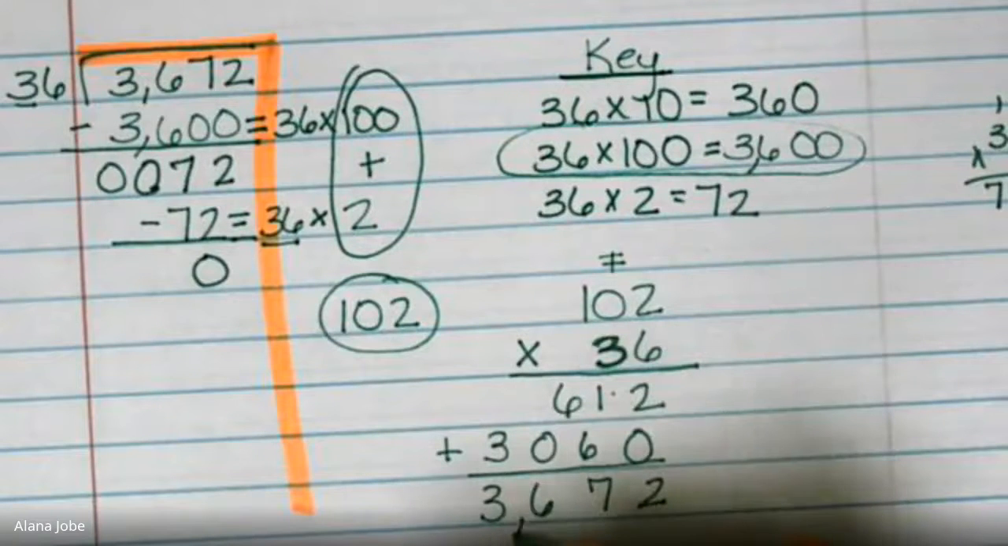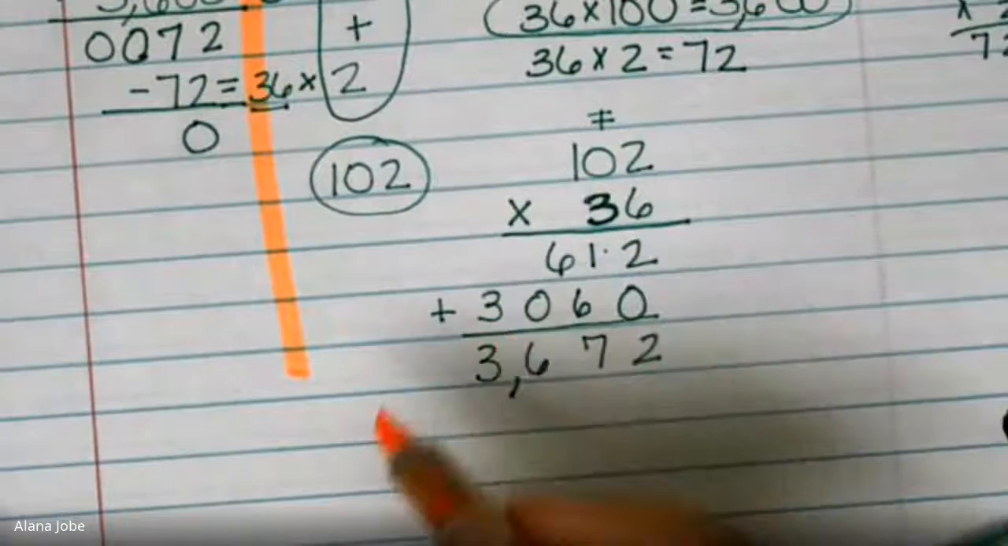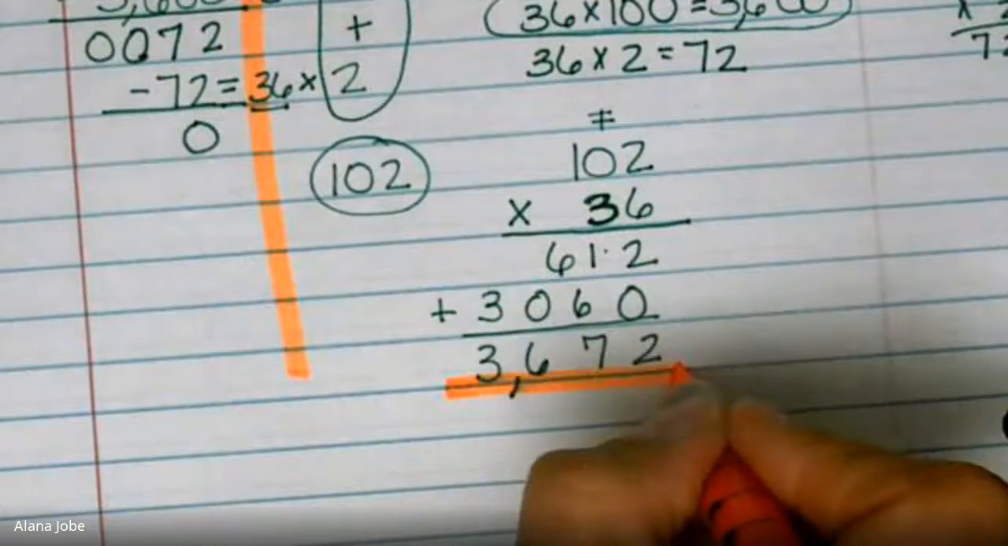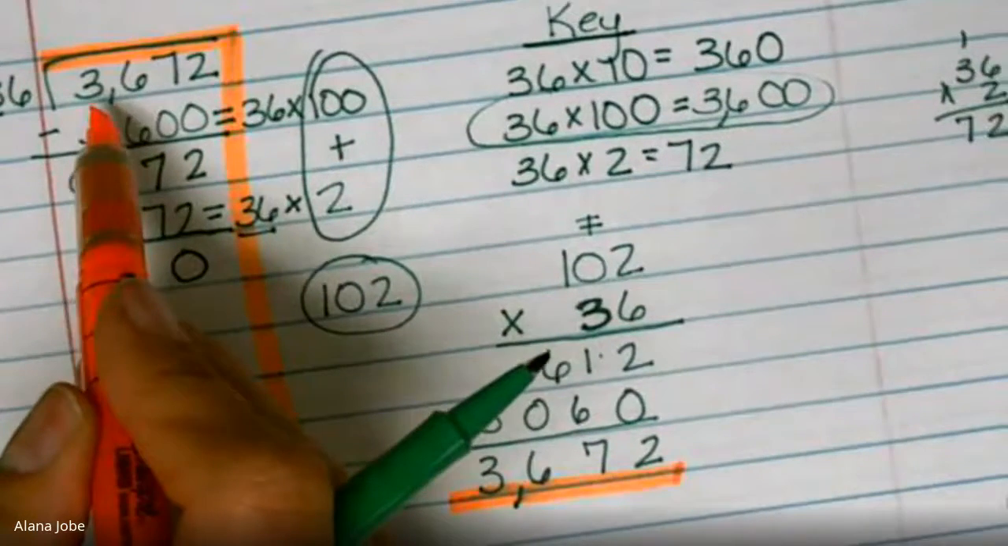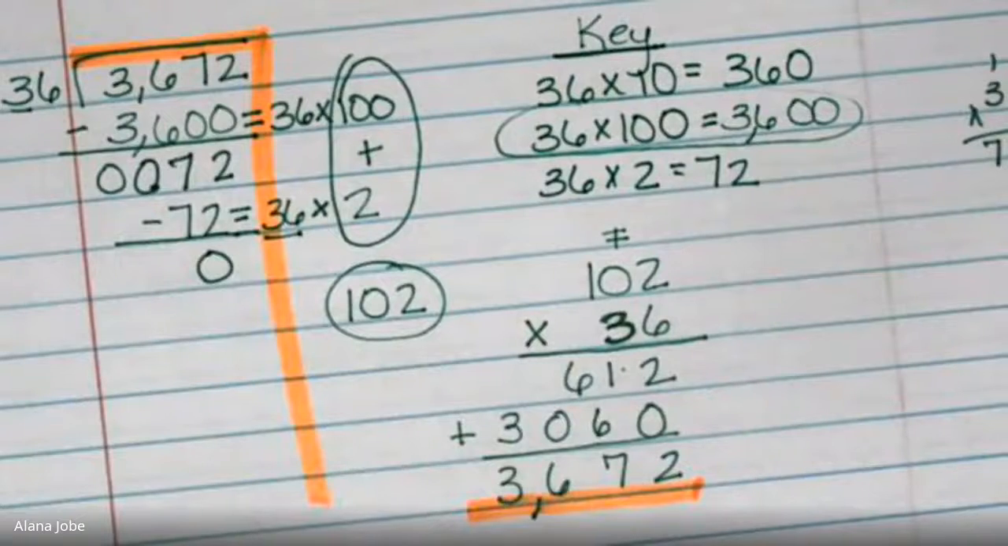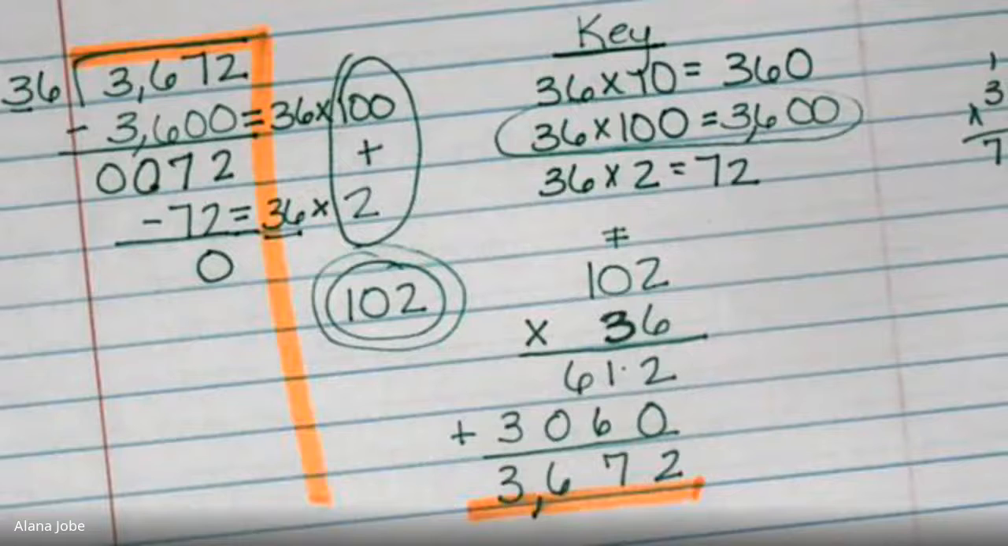And hopefully, because I'm checking my work, the answer to this multiplication problem is the same as my dividend. In this case it is, so I can feel confident that 102 is my answer.